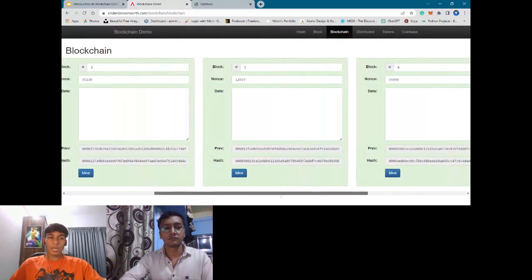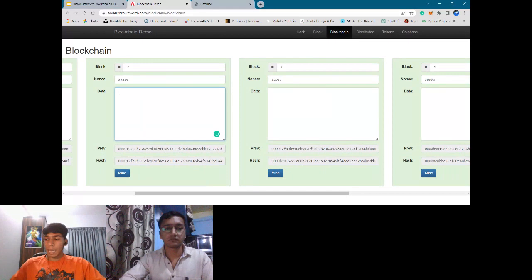So you must be wondering, what if I changed the data of the second block? I want you to guess what will happen when I try to change the data of the second block. Just write it in the comment section. What will happen if I change the data field of the second block?